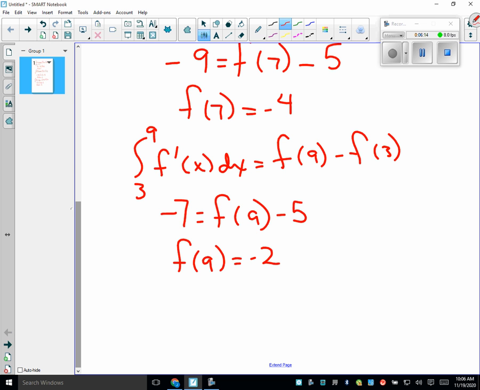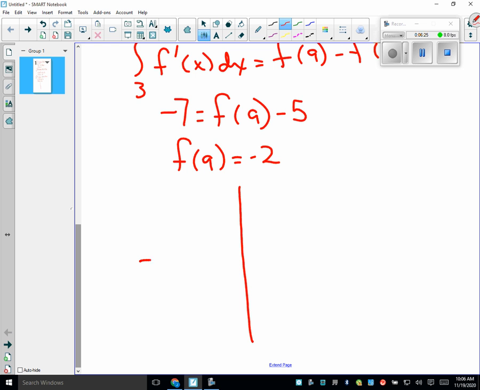Now, what does the next one say? Sketch the graph of f. Don't we have some points? We sure do. What points do we have? 0, 1. 3, 5, and it is a sketch. 7, negative 4. And then don't I have one more? 9, negative 2.